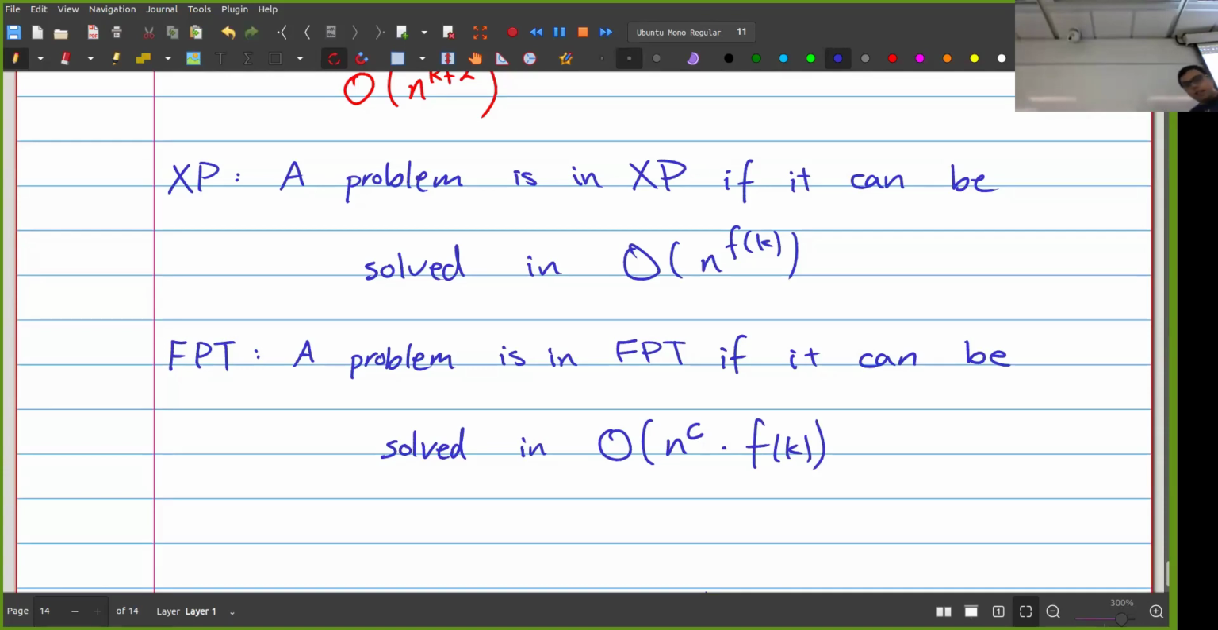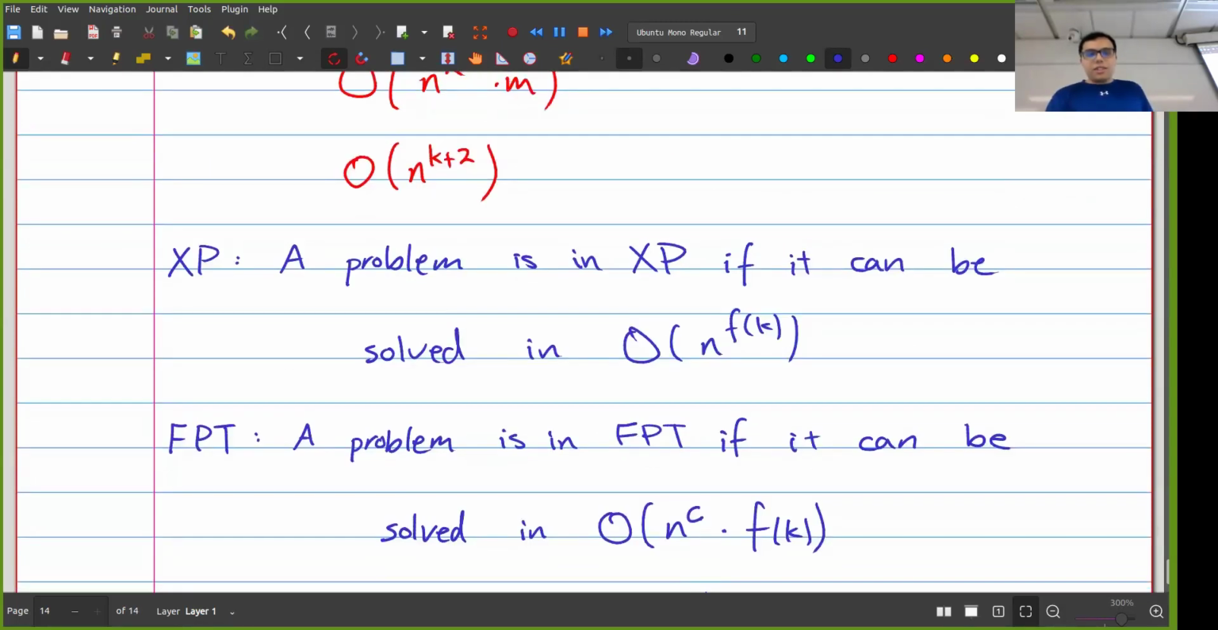So the idea is that I'm fine if I have non-polynomial dependence on k, but I don't want this dependence to be in the power of n. I want it to just be on the side. In other words, I don't like n to the power of k plus 2, but I would be happy with something like n times 2 to the power of k. This is fine, because I know that my k is small. If my k is at most 5, then 2 to the power of k is a constant. It's 32, hopefully. And so it's just 32 times n, and it scales up linearly.